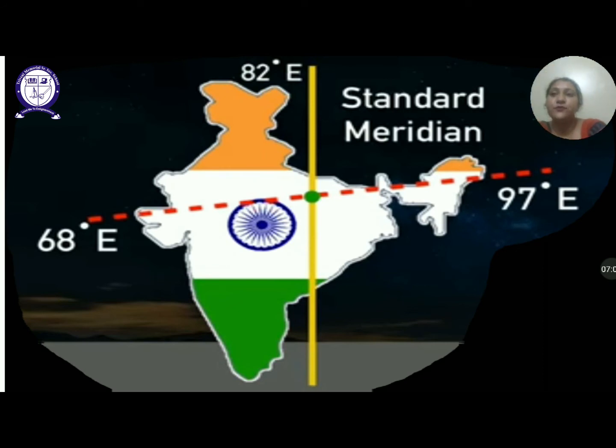Because we have a confusion. To solve the confusion of the timing of different states, we take one standard time, called the standard meridian. The Indian standard meridian is 82 degree 30 minute east longitude. It passes through Mirzapur near the city of Allahabad. The local time of Mirzapur is taken as the standard time all over India.